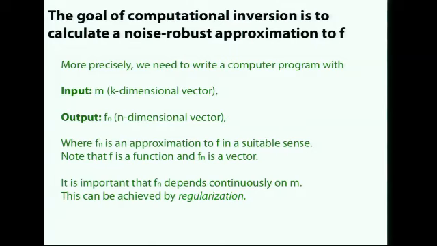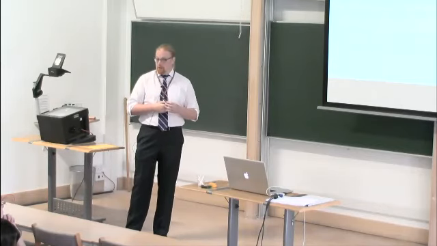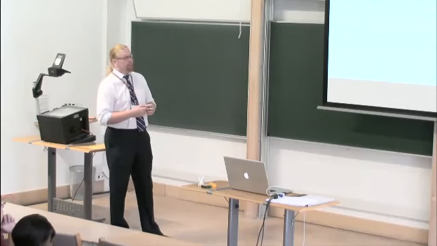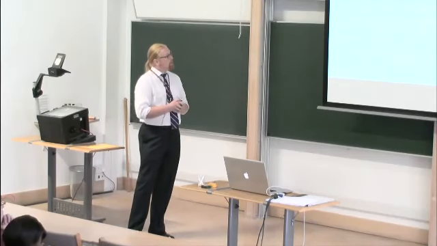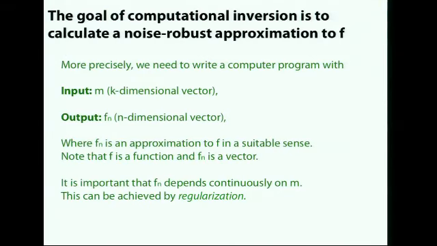And in computational inversion, our goal is to write computer programs that take as input the data that our measurement device gives us. We input that, and the output is some n-dimensional vector Fn. We need to discretize. Computers can only deal with finite numbers of objects. There's a finite amount of memory and a finite number of computational steps. So we have to discretize the unknown F in some suitable way that depends on the application, and the output Fn should be some kind of approximation to F.